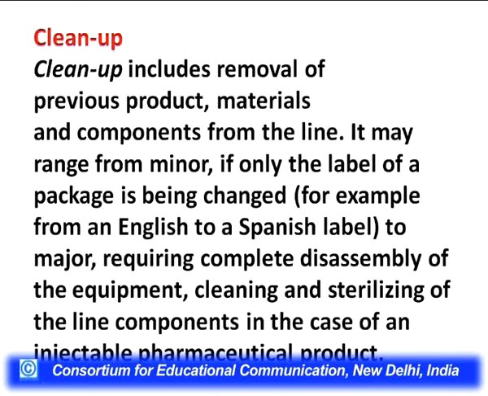To major, requiring complete disassembly of the equipment, cleaning and sterilizing of the line components in the case of an injectable pharmaceutical product. Now, we talked about major change and the minor change. In minor change, we took an example where only the label is to be replaced, but in the major change, say we are producing one sort of pharmaceutical product and we want to change the pharmaceutical product. Under this, the entire machine is to be sterilized before starting the production of a new product, and here we require a major cleanup procedure for changing it over to the new product. This cleanup can be major, this cleanup can be minor also.